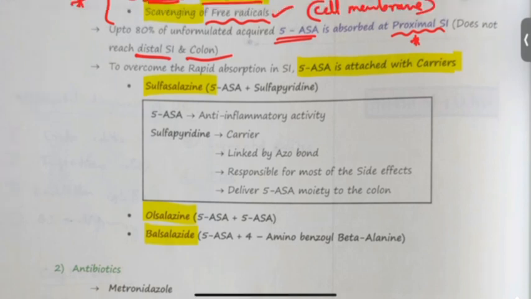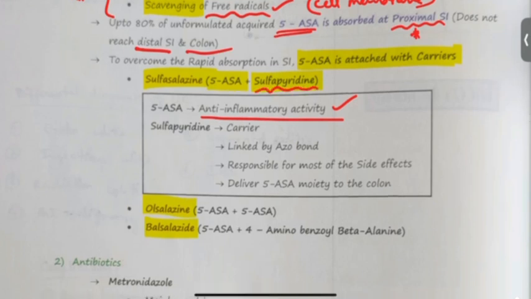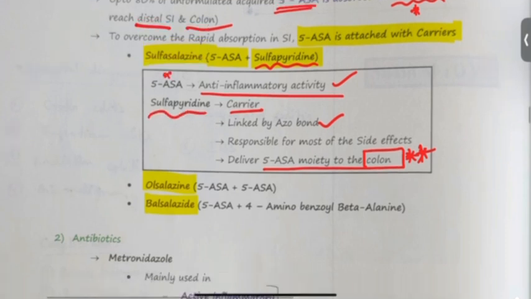The composition of sulfasalazine is 5-ASA plus sulfapyridine. This helps the ASA reach the distal small intestine and colon, and thereby bring about its anti-inflammatory activity. What exactly does sulfapyridine do? It is a carrier, linked by an azo bond. So this delivers the 5-ASA moiety to the colon, but the disadvantage is that whatever side effects occur with this drug are mainly due to sulfapyridine and not because of 5-ASA. But we always weigh the risk against the benefit, and compared to the risk there is more benefit, so we are using this.